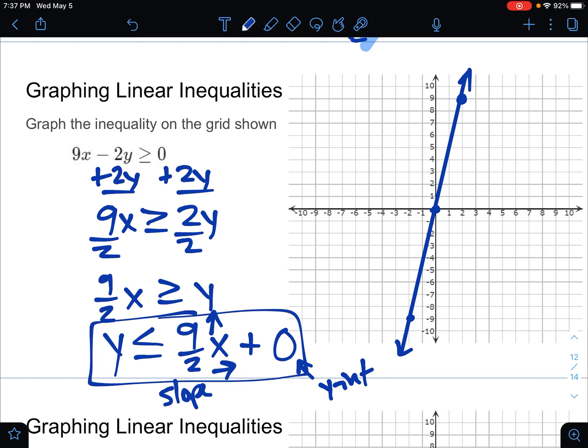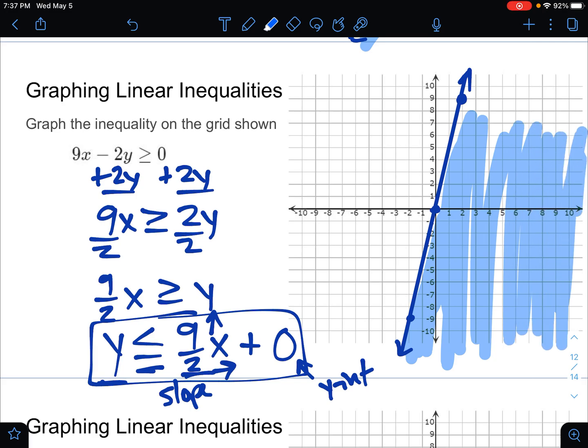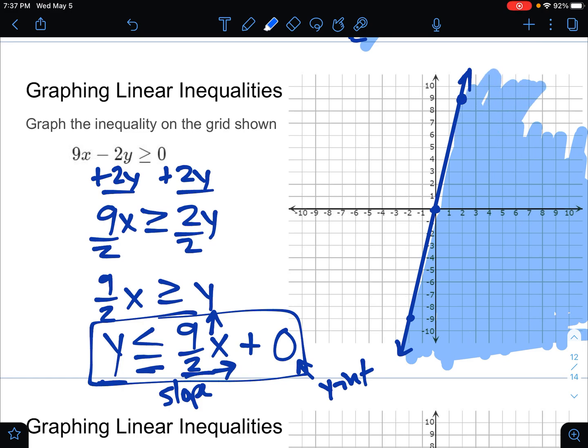Let's look at the last step to figure out if we're shading above or below. We want all the y's that are less than or equal to 9/2 x plus 0, so again, we're going to shade underneath it. If it was greater than or equal to, it would be above it. So underneath would be down here. This whole area here would be the solution for this inequality. I know it seems like it's the right side, but it actually is underneath it.